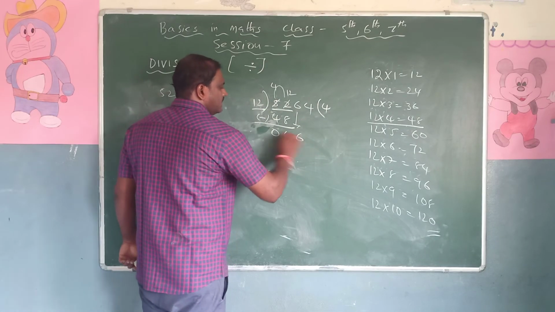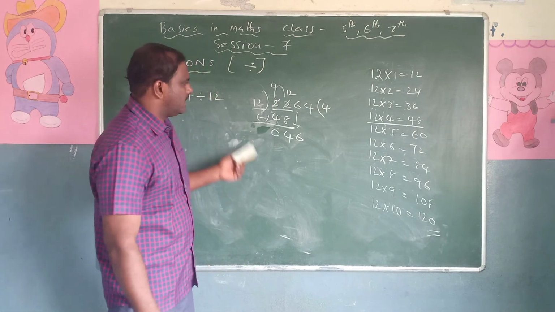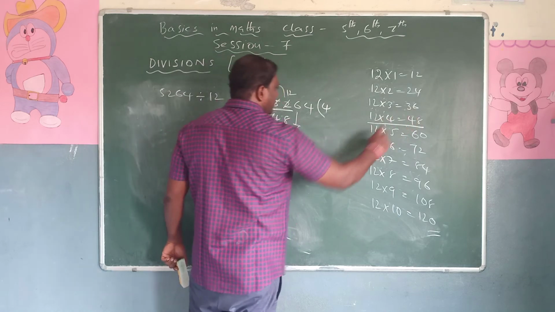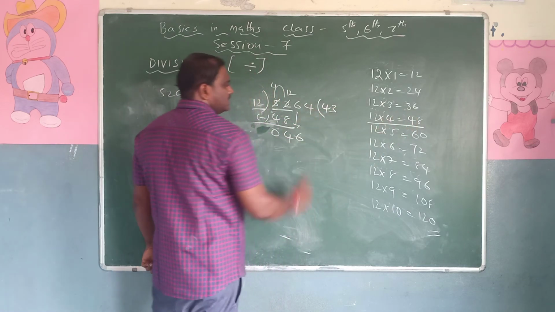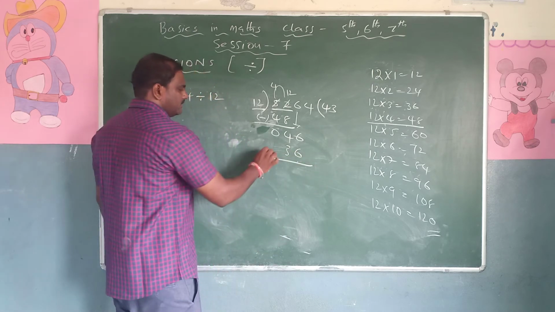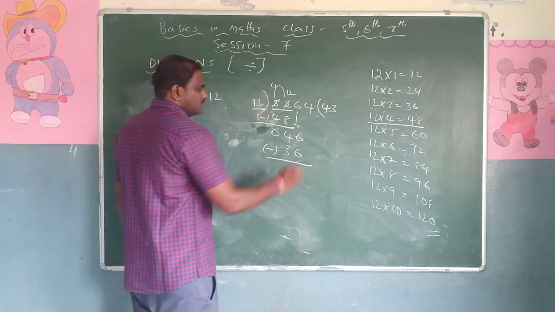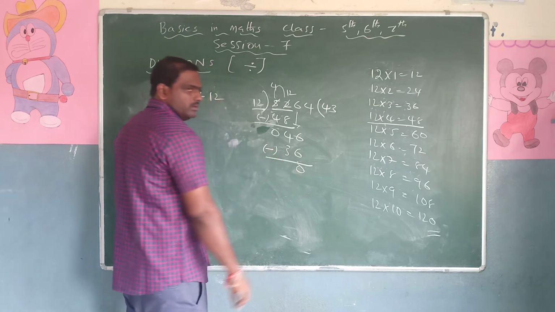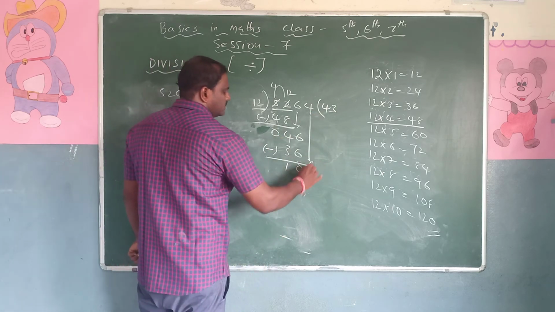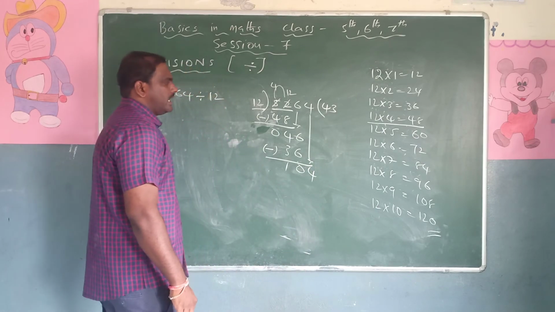Next, what is the remainder? It is 6. Now again look at this, which is the best number for that? 46 and the nearest number is 36. So I should take 3. 12 threes are 36. Now it is subtraction. So 6 minus 6 is 0. 4 minus 3 is 1. Then how much should be carried down? 4 should be carried down.